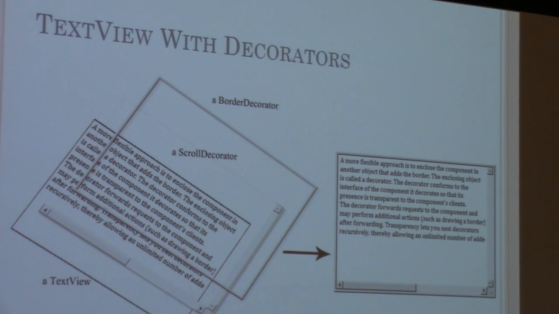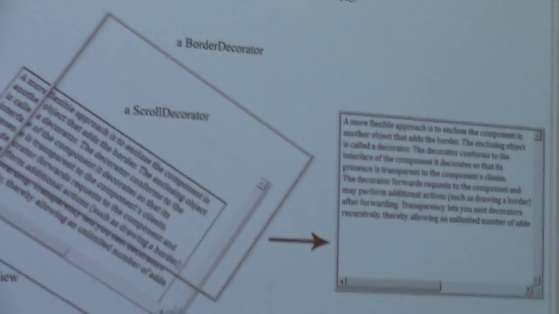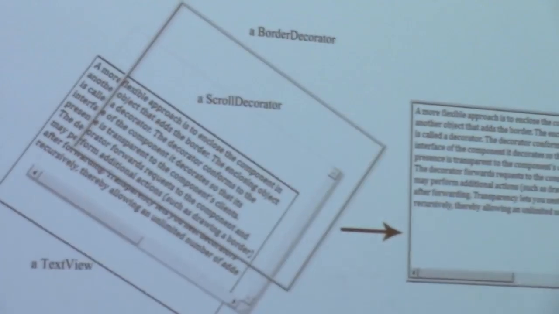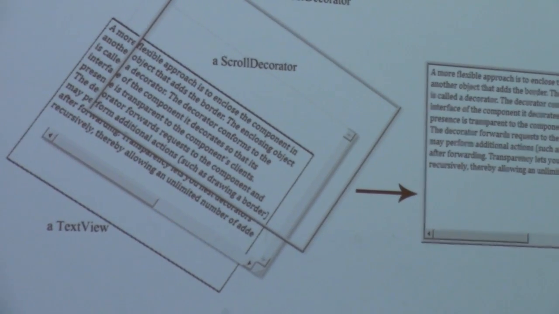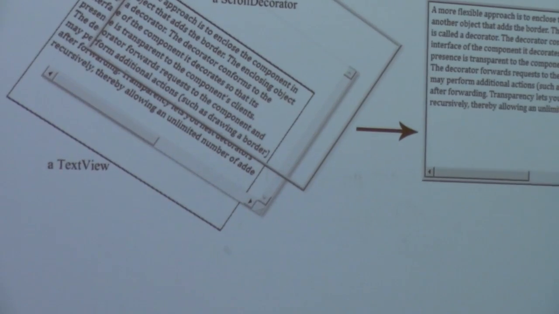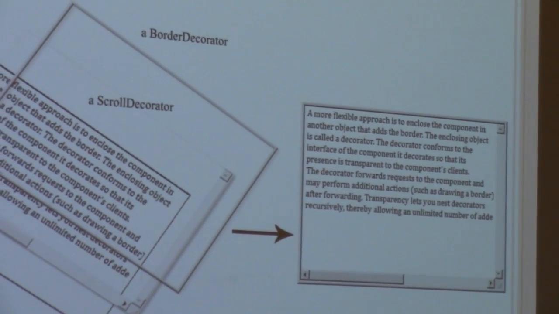So it's just showing you something. So here is your text view with decorators. You can have a border decorator, you can have a scroll bar. This is the thing that you look at, and that part of the diagram shows you these things separated. So look at this as a window with a scroll bar, a window with a border and a window with the text. They are put together, but they are really three.